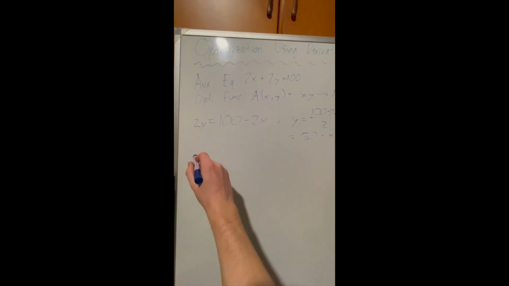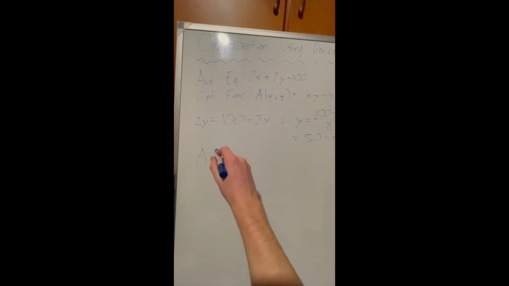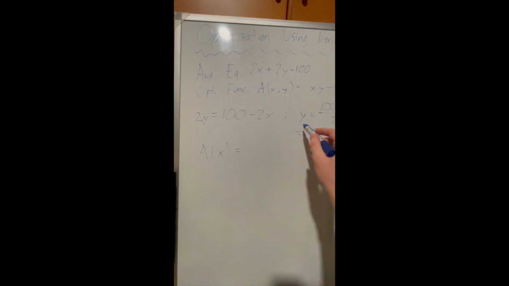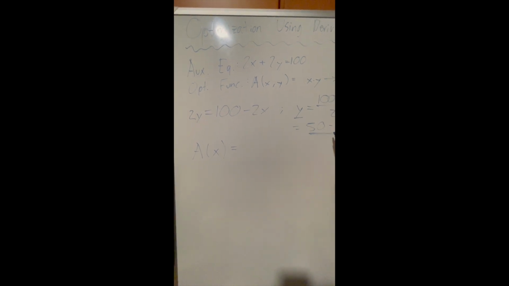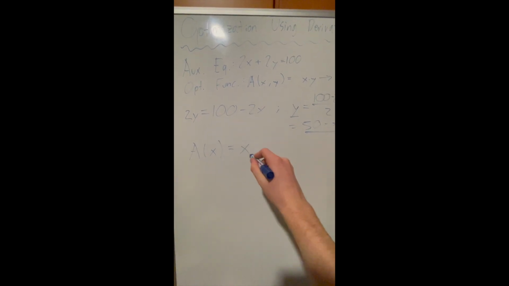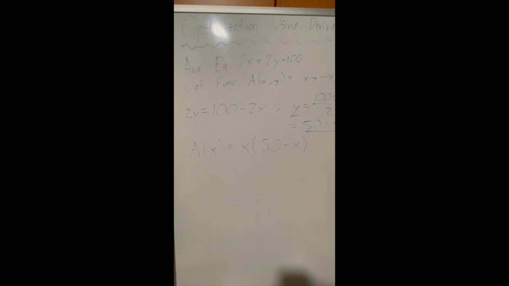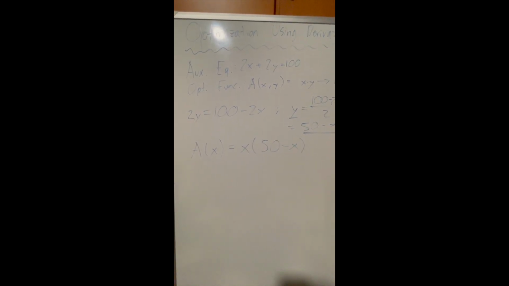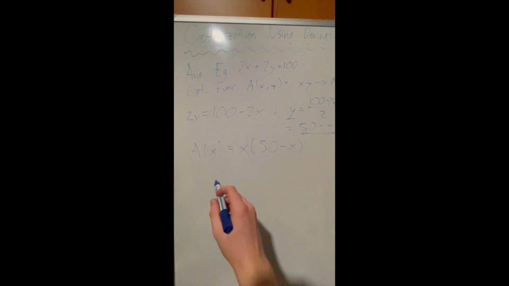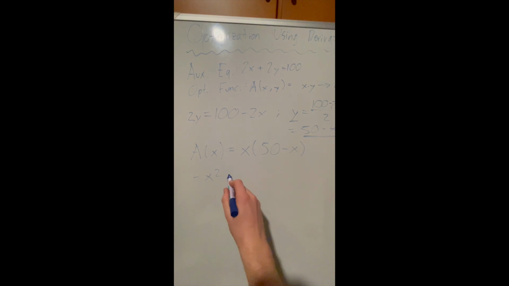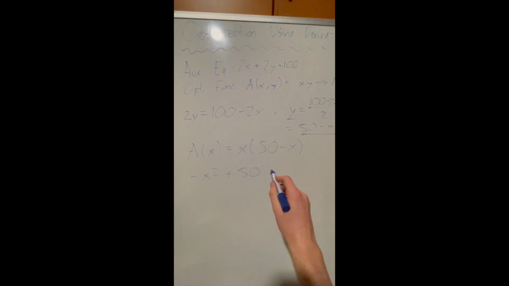And now we're going to write that our optimization function is in terms of x. We substitute what we have, y equal to this, into our y. So we have x times (50 minus x) is our optimization function. We can continue solving this. Minus x squared plus 50x.